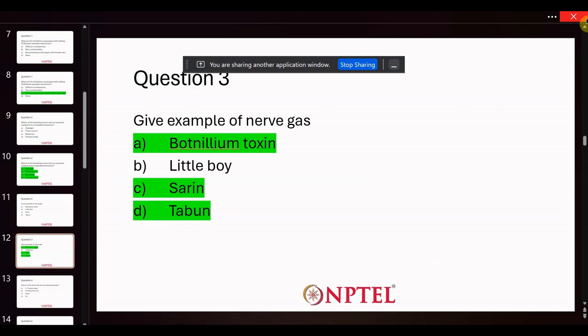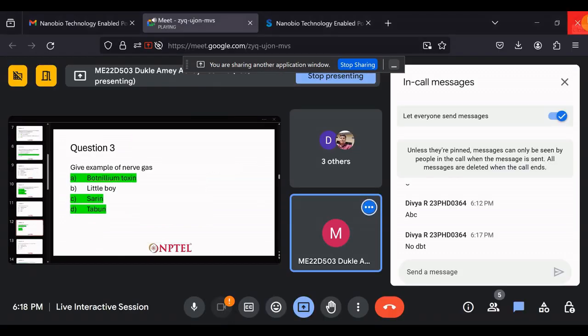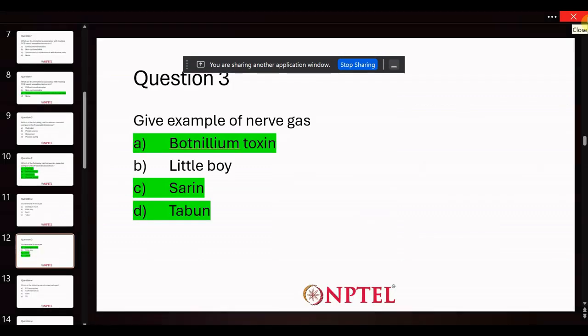But all the other toxins, botulinum toxin, sarin and taboon, are used as nerve gas. Basically when inhaled, they damage the nervous system. That is the example of a nerve gas. This is a very theoretical question, so this is what the answer is. I don't think there will be any questions regarding this.